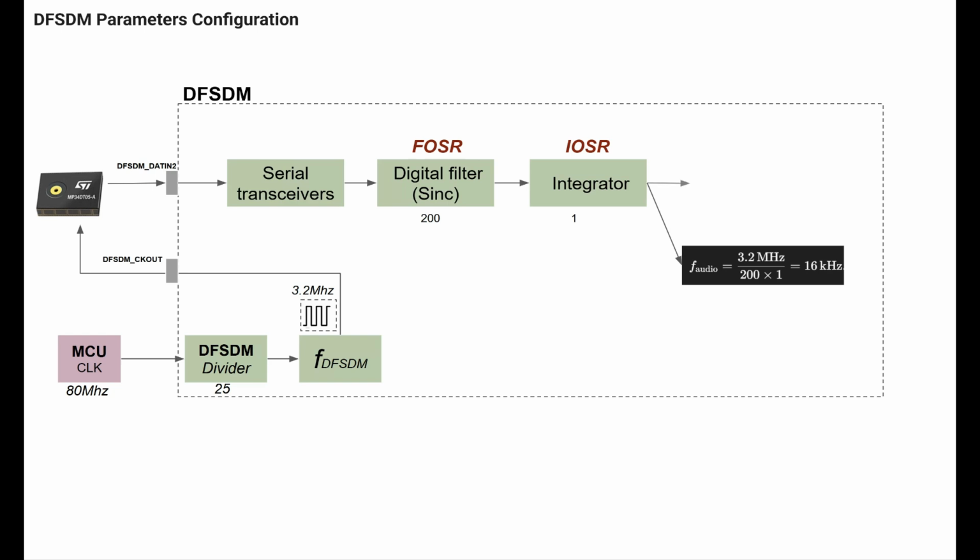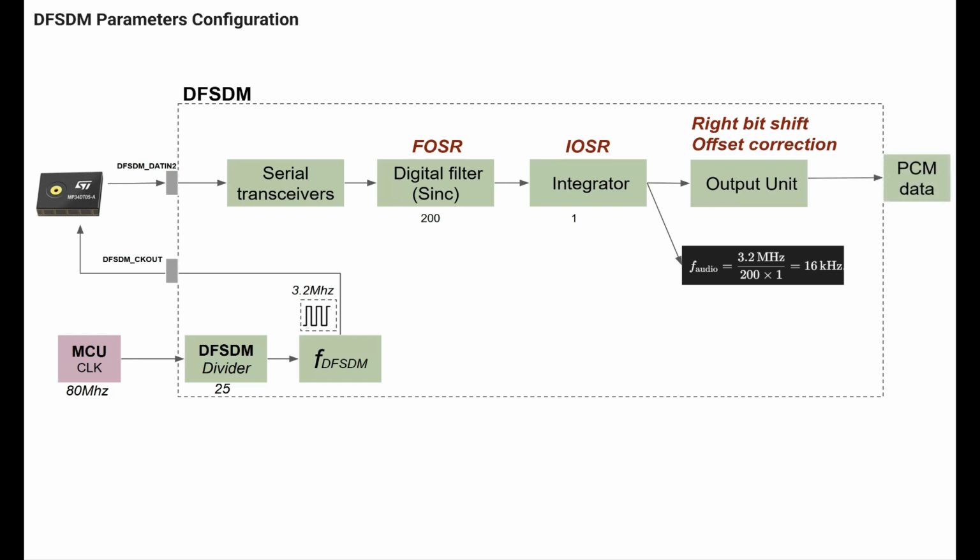And then the data will pass to the offset correction, which is called right bit shift. I will explain how the offset correction works in the next slide. And then the main output of this process is going to be PCM data. Let's talk about right bit shift. What is the right bit shift and how do we choose the correct value for it?